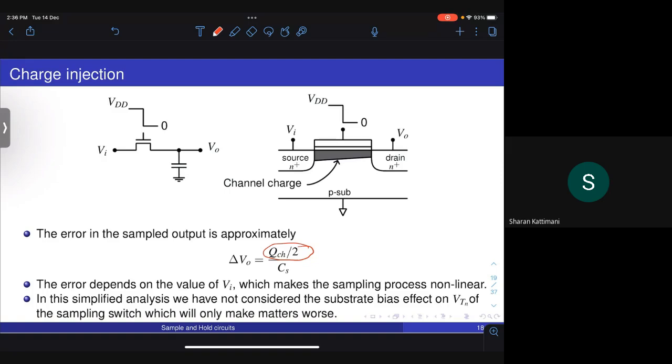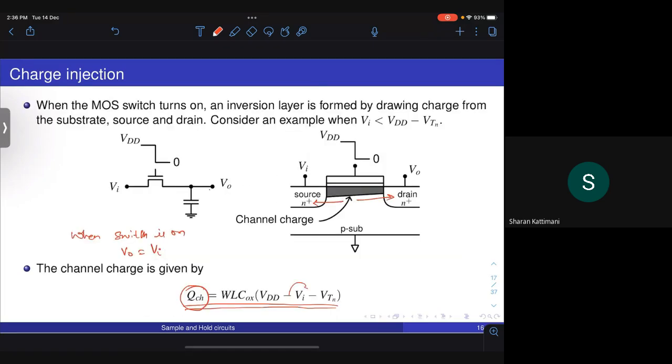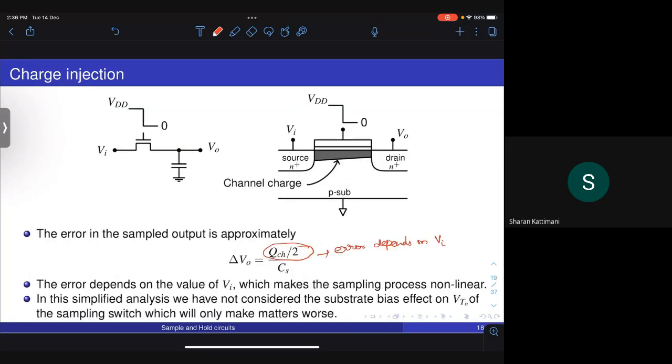So the trouble is this error in V0 depends on Vi. So it's not constant, it depends on Vi, right? Because QCH itself depends on Vi. So this error depends on Vi, which makes the sampling process nonlinear. And this nonlinear error is generally very difficult to correct for, unlike clock feedthrough, which is a simple DC offset.